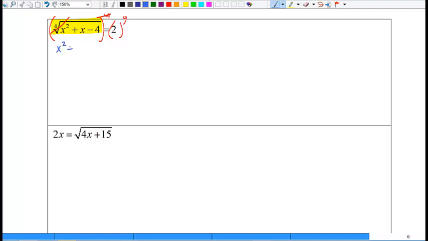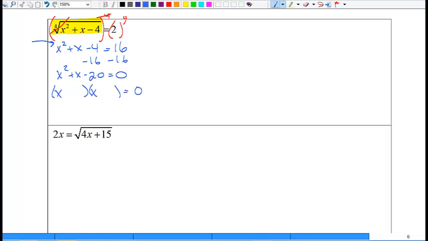So I get x squared plus x minus 4 is equal to 2 times 2 times 2 times 2, which is 16. Then, because it's quadratic, I need to set it equal to 0. I think this one factors.